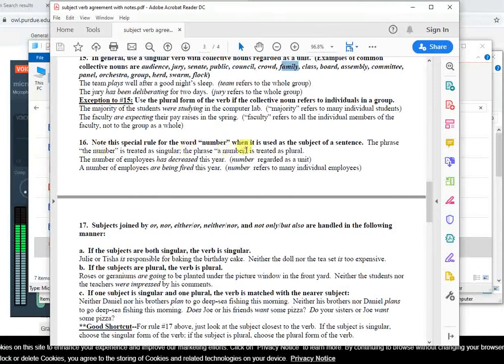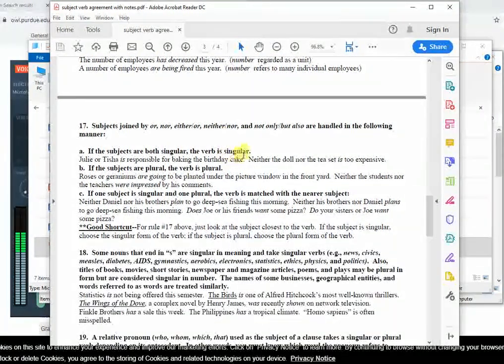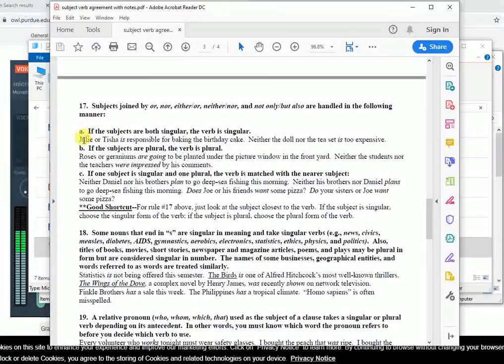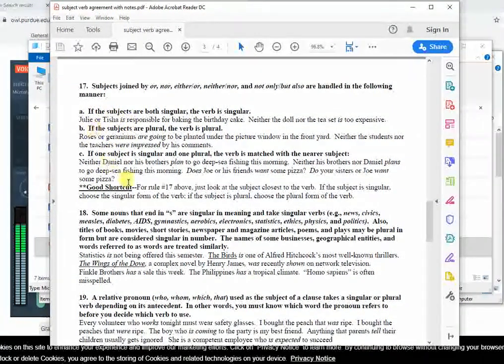Here's a point about the number and a number. The number of men in the group is, and a number of men went to the park. So there's a difference there. Here's our point with either or, neither nor, and how you, right here, look at the subject that's closest to the verb.